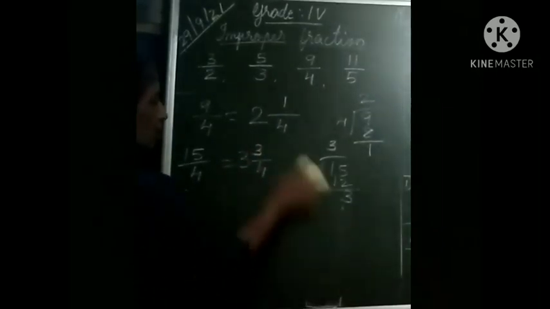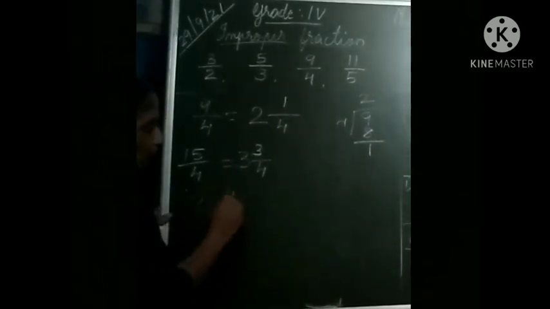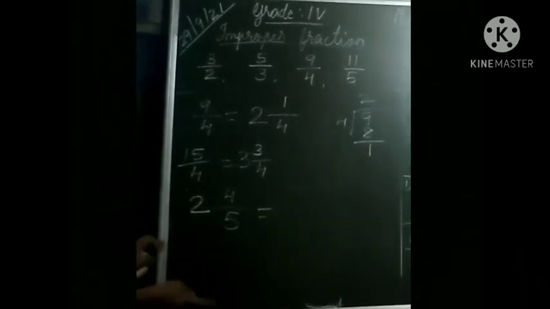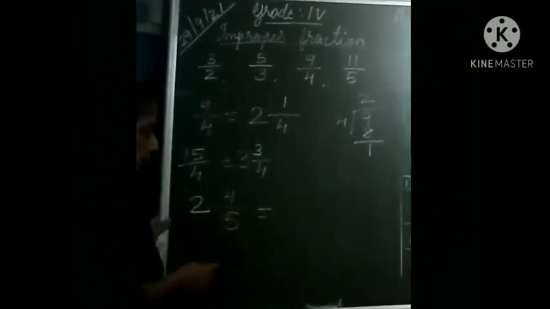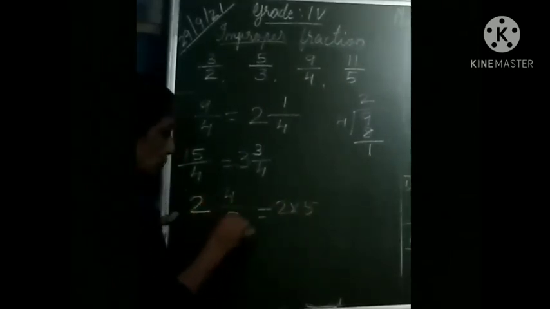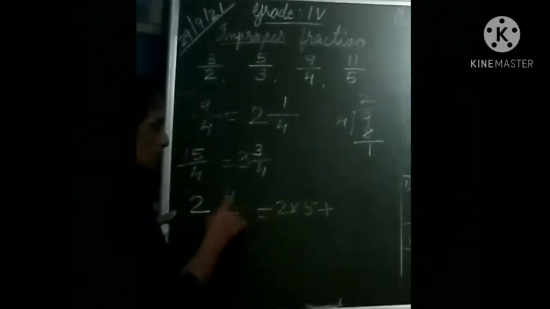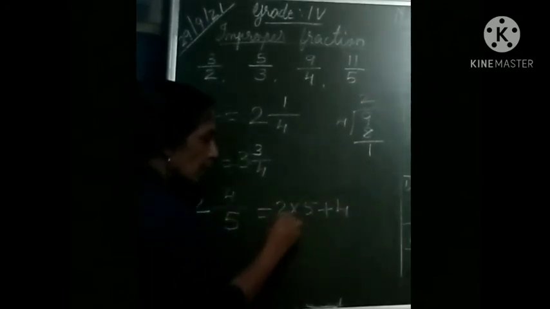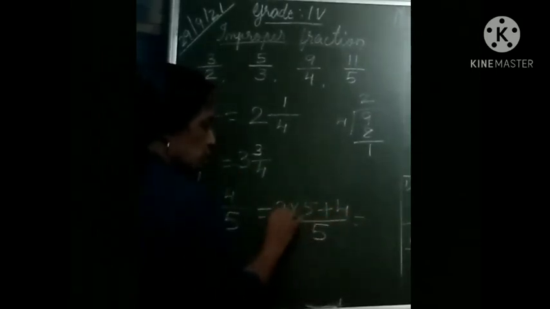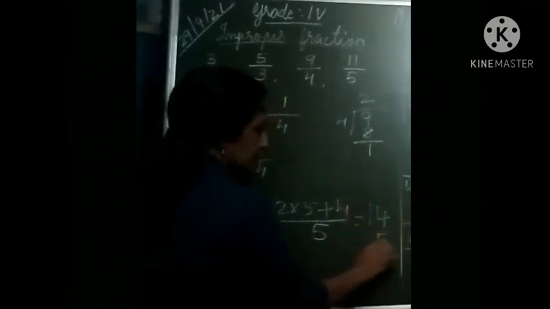Okay, students. Now, another one. 2 and 4 by 5. Which type of fraction is this one? Mixed fraction. Then, can you convert into improper? Yes, that is 2 into 5. 2 into 5, whole part and denominator multiply. That result you add with the numerator, and the denominator has no change. 5 2s are 10. 10 plus 4, 14 by 5.